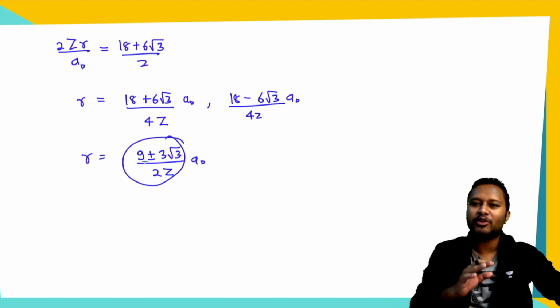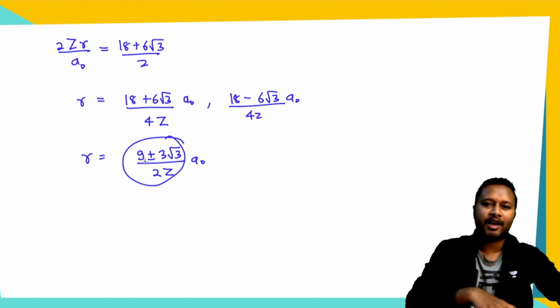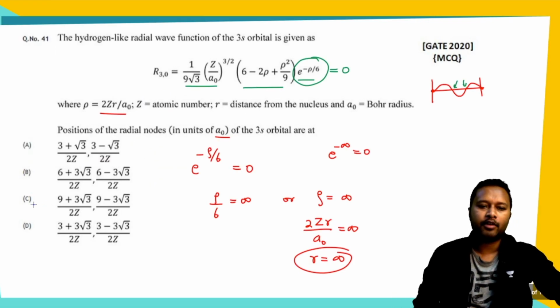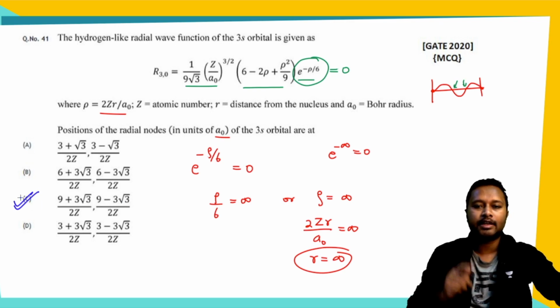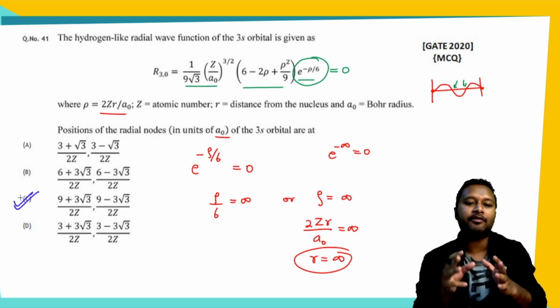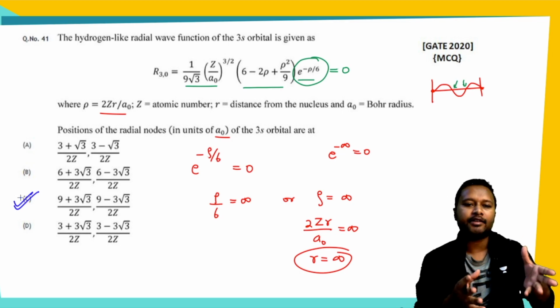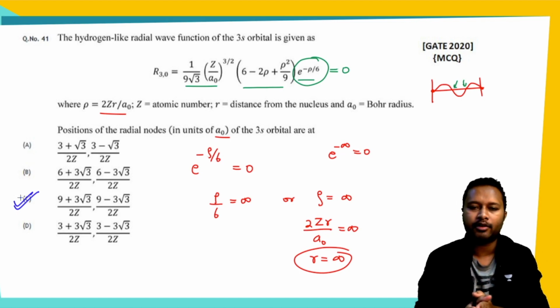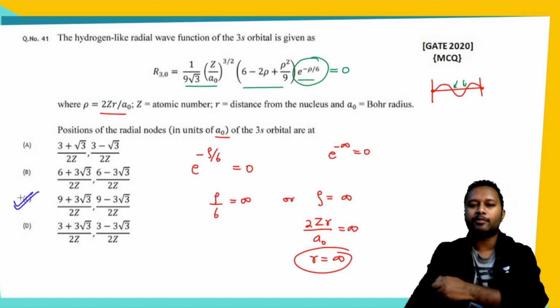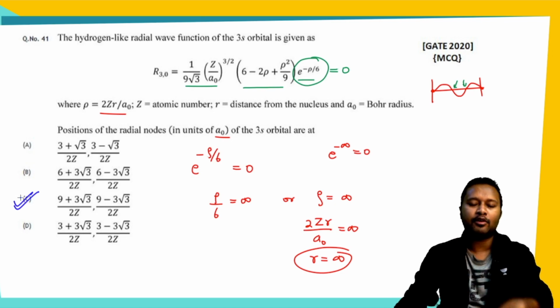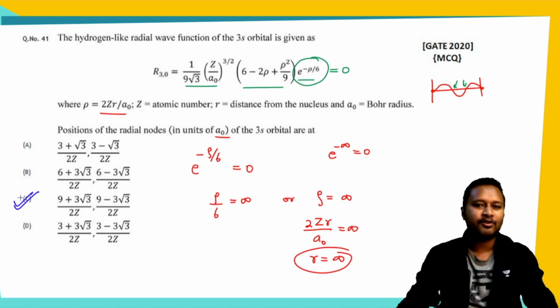So this was pretty simple. You just need to know how to calculate it. Let's come back to the question and see which is the correct answer. In the question you have 9 plus 3 root 3 upon 2Z and 9 minus 3 root 3 upon 2Z, so the correct option is option C. These are the values of r at which the radial wave function will be 0, and that's why these are the nodes of this wave function. Simple question and simple calculation. It looks a little difficult in verbal form, or when you look at the question, but it's very simple to solve. Let's go for the next one then.